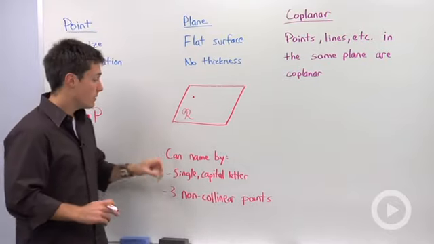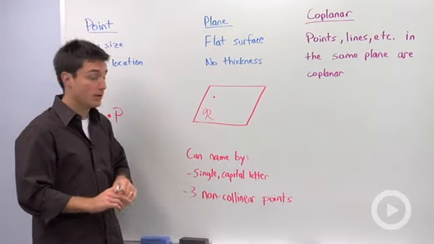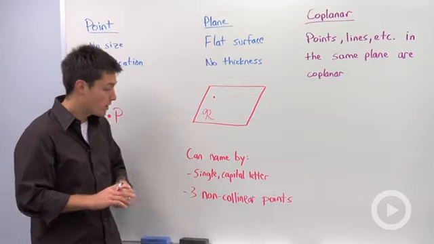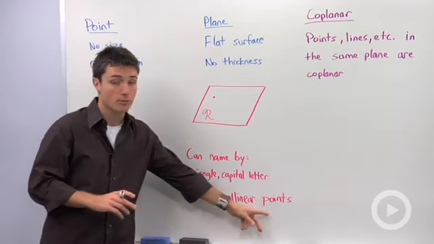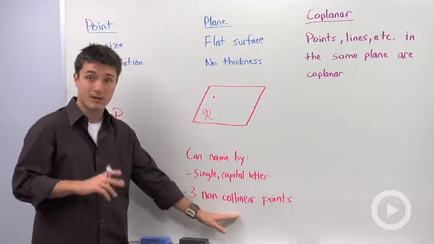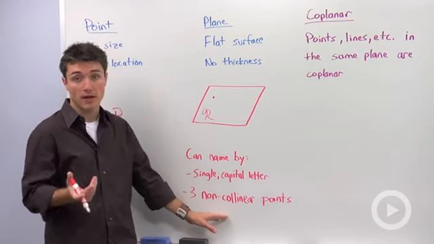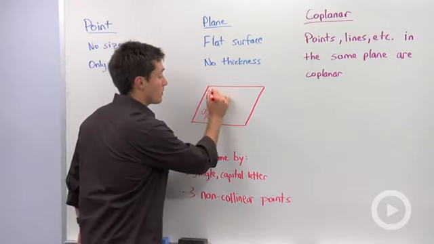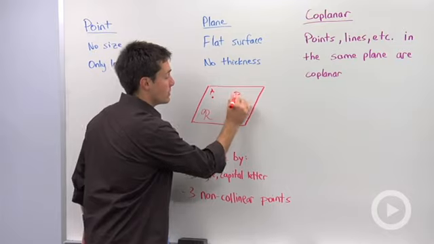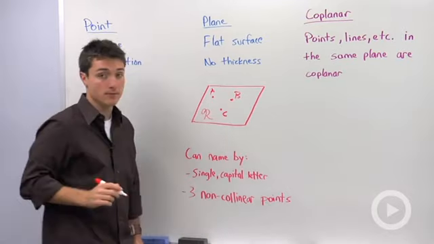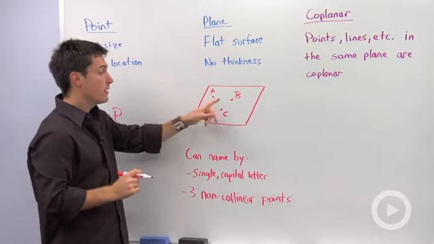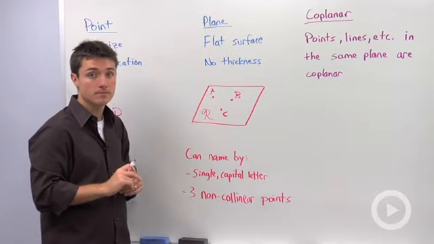Now you can name a plane using a single capital letter, usually written in cursive, or by three non-collinear points. And collinear we'll talk about in a second here, but non-collinear means they're not on the same line. So let's say you had a point right here, point A, point B, and point C. You could call this plane, plane ABC.